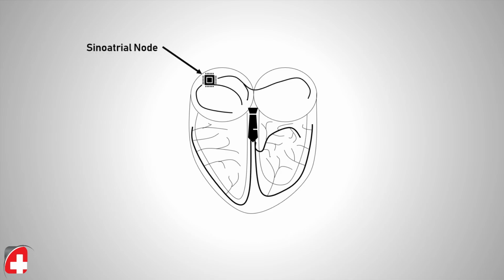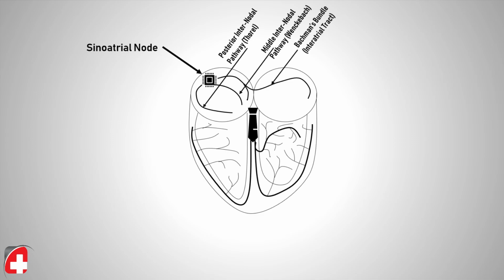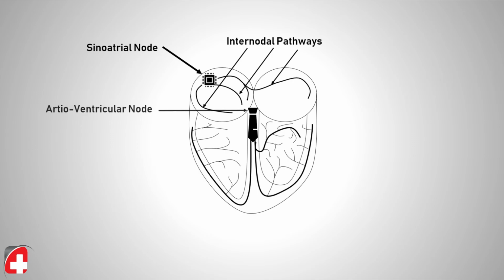We start off with the sinoatrial node, or SA node for short, and then we have a number of these pathways. We've got the posterior, we've got the middle internodal pathways, we've got the Bachmann's bundle, and there's this little anterior intraatrial pathway. But nobody has to remember that. In fact, all you really need to know is that there's a bunch of these internodal pathways, is what you can call them. And that leads down to the AV junction, or AV node.